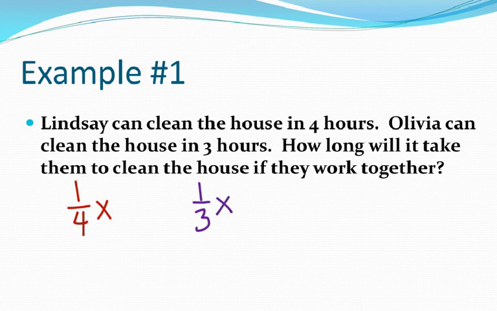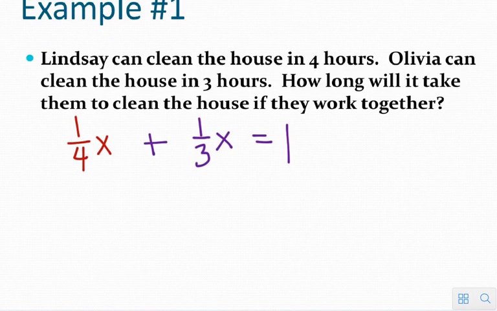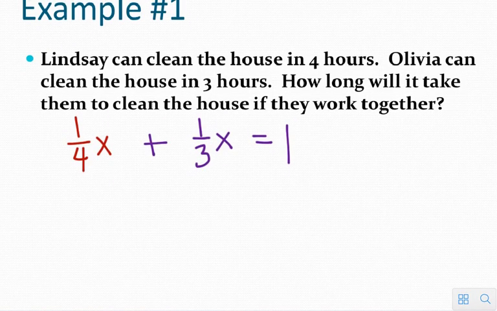Now if they work together, that means that they're putting their efforts together and they're going to do one entire job, which is one whole house in this case. So now we've got our rational equation, and sometimes just setting up the equation is the hardest part. Now we look at that as two fractions that we're going to add, and so we have to have common denominators.